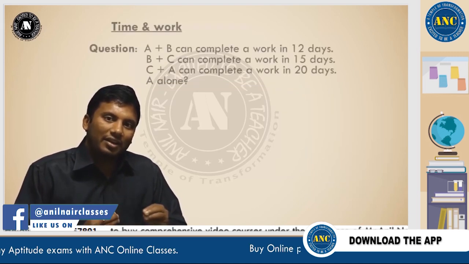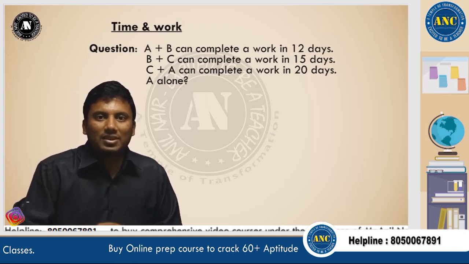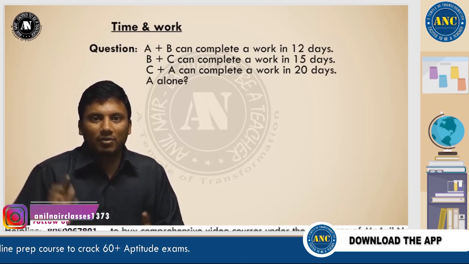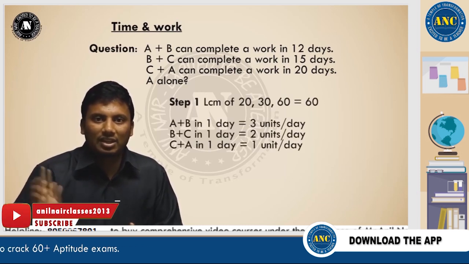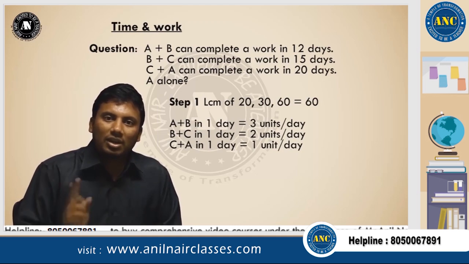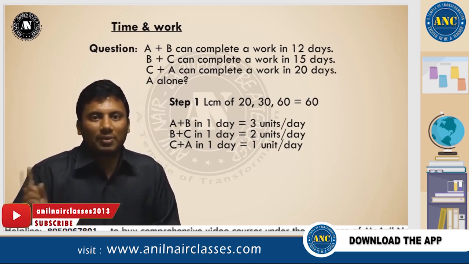A plus B can complete a work in 20 days. B plus C can complete a work in 30 days. A plus C can complete a work in 60 days. A alone how many days? Step number 1. LCM of 20, 30, 60 is 60. A plus B in 1 day, 3 units per day. B plus C in 1 day, 2 units per day. A plus C in 1 day, it is 1 unit per day.